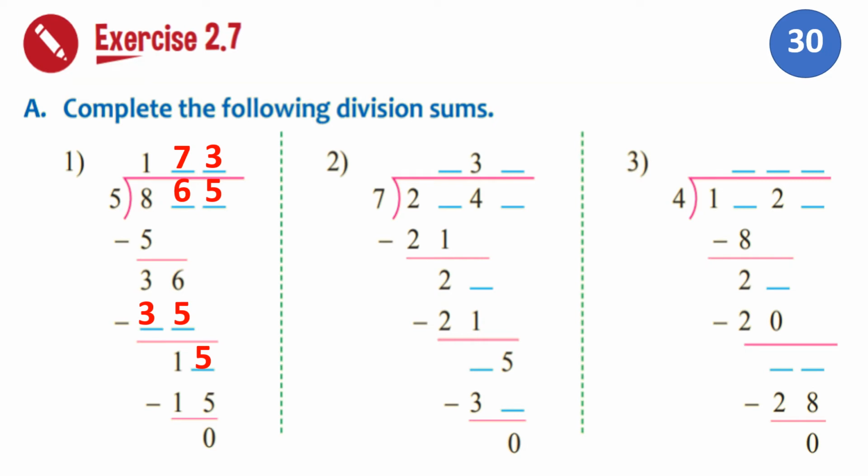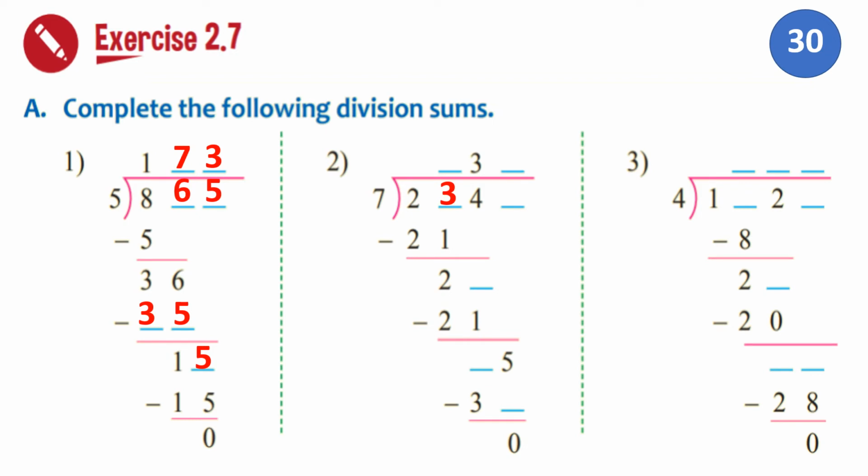Next is number 2. Number 2 is you have 2 blank 4 blank divided by 7. Now, what number is here? But you have the subtracted number here, 21. Okay? 21, and then the answer here subtracted is 2. If you add 21 plus 2 here, you have 23.